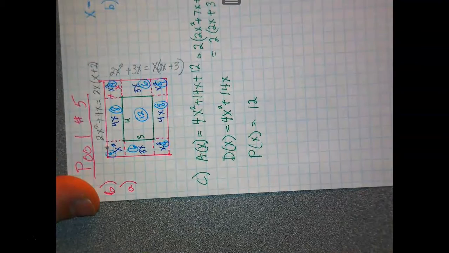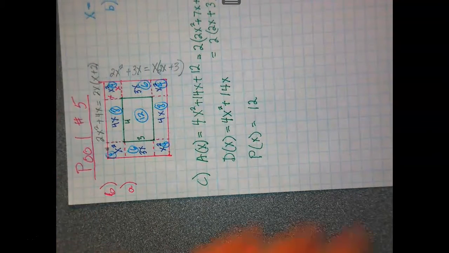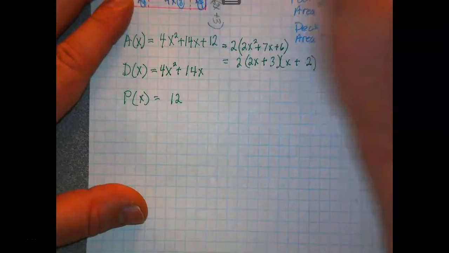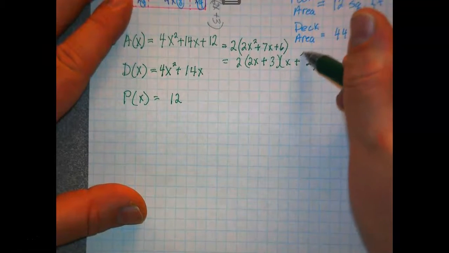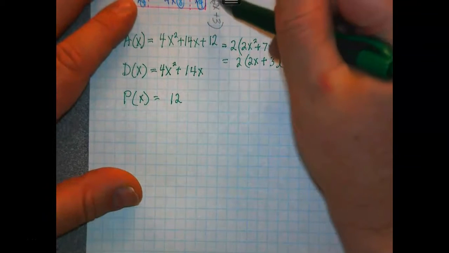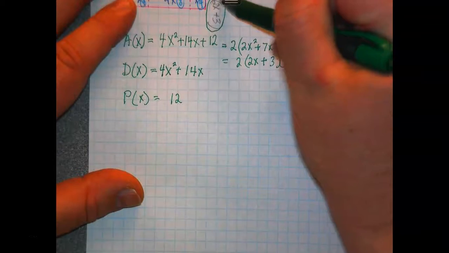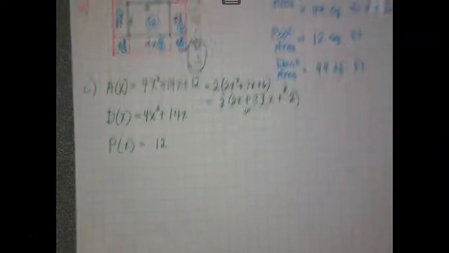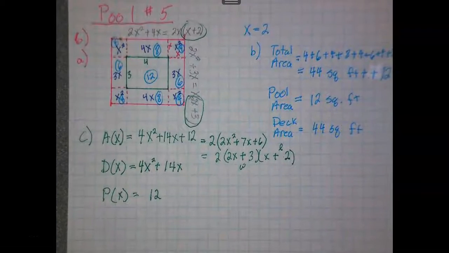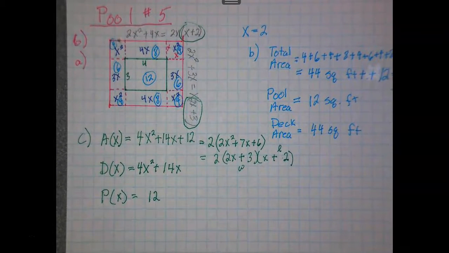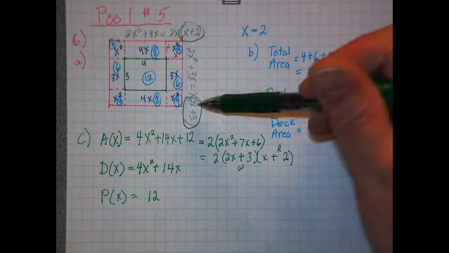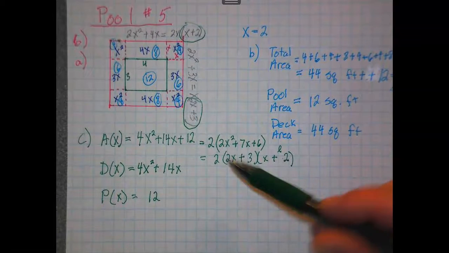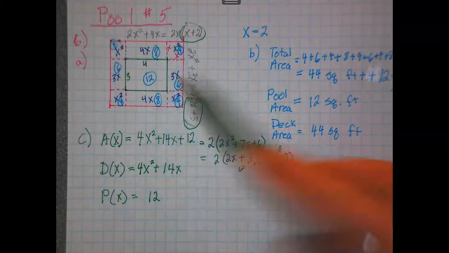Okay. So my length is the x plus 2, and my width is the 2x plus 3. Okay? Again, that's the whole point of the project. Come up with a mathematical model to represent a situation.